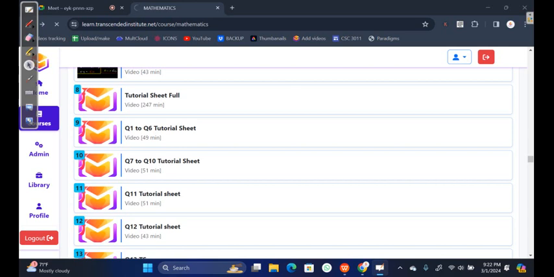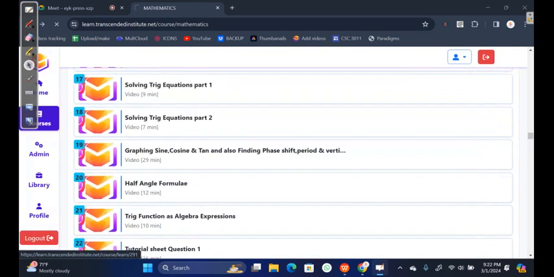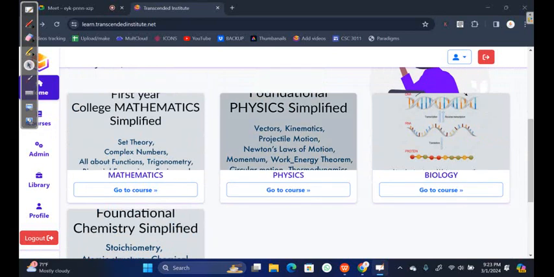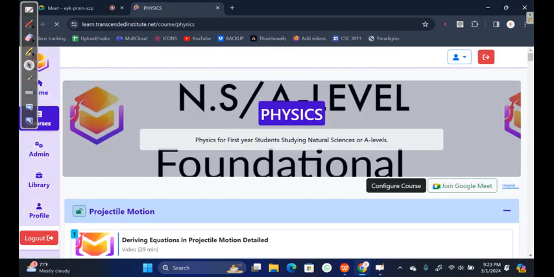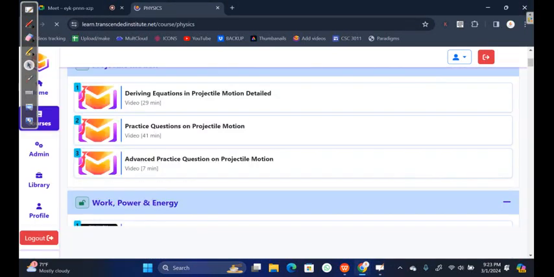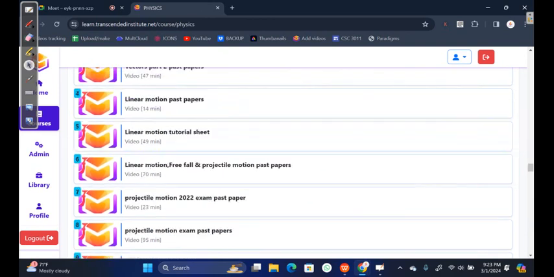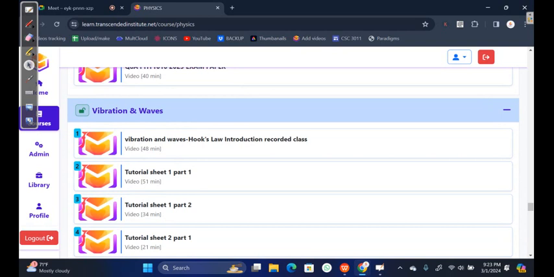Let me just show you physics. Okay, so if I click on physics here, if I go for semester 2, I'll be able to see which starts from vibration and waves. So you can clearly see here that we have got the videos for vibration and wave. We have got the vibration and waves, which is Hooke's law introduction. Then we have got tutorial sheet 1 part 1, tutorial sheet 1 part 2, tutorial sheet 2 part 1.